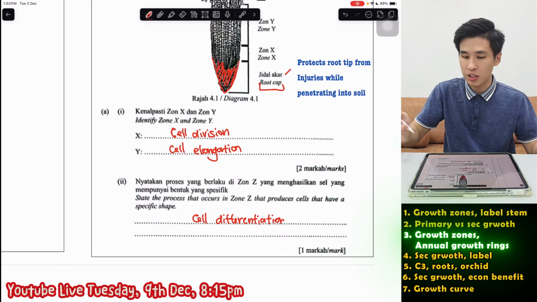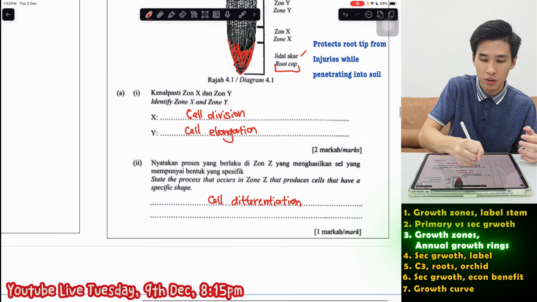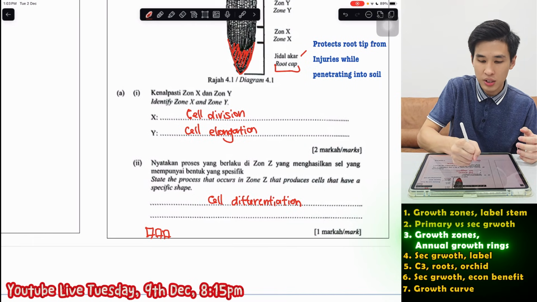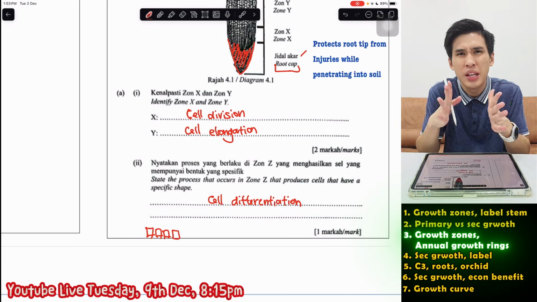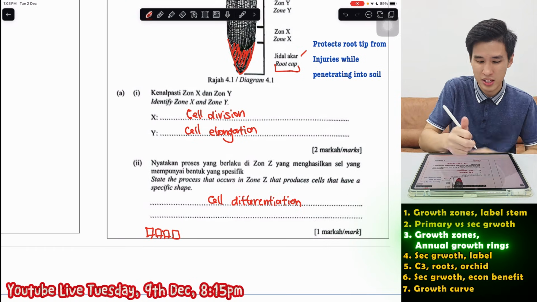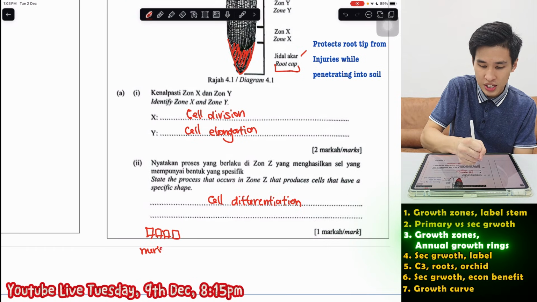So before they undergo cell differentiation, they are just a group of normal cells. They look the same and they have no function for the plant. Just like a baby, they are useless, we only know how to cry and sleep. So these are called meristematic cells.